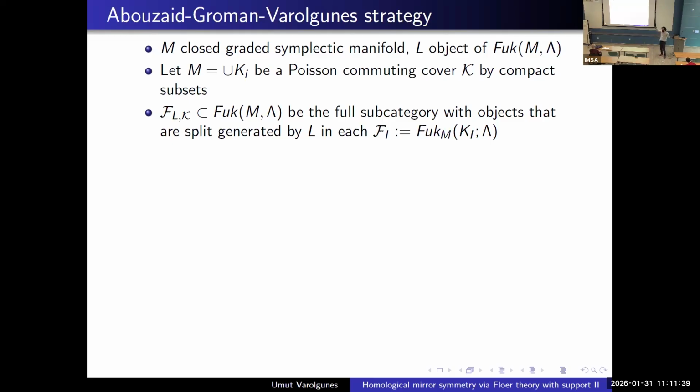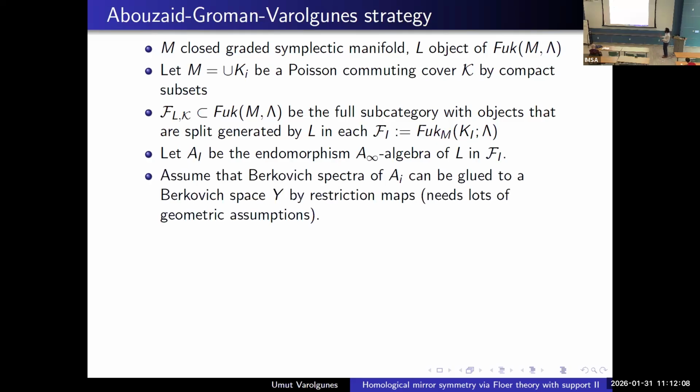And L is going to be a section of the SYZ fibration. So now for each local, this capital I notation means I'm taking intersections too. A subset of the finite set that indexes the members of my cover. And you have an endomorphism A infinity algebra of this L that I fixed in each local small category, that I call AI.